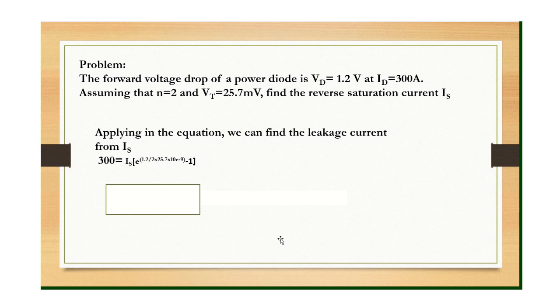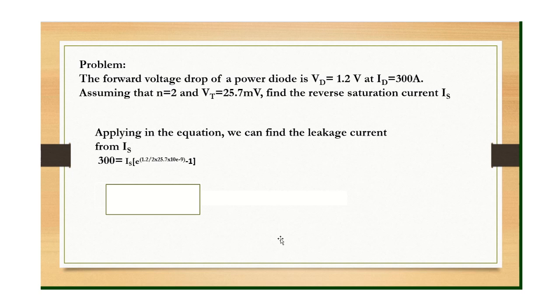So there is a simple problem. I hope you should be able to solve this. The forward voltage drop of the power diode is 1.2 volts, and the diode current is given by 300 amps. Assuming N is equal to 2 and Vt is equal to 25.7 millivolts, find the reverse saturation current. You need to find Is in the equation.